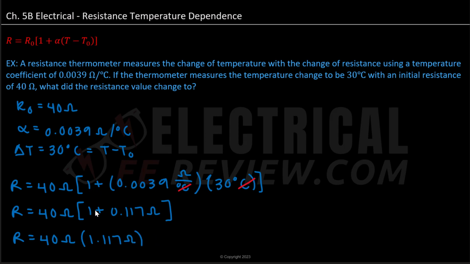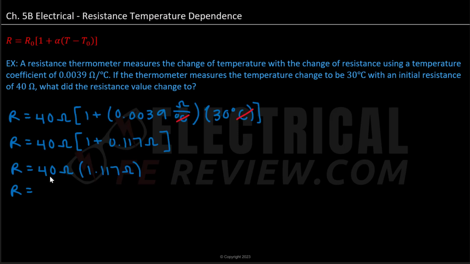And let's go ahead and move up our space to continue to solve. So when we multiply 40 ohms times 1.117 ohms, we are left with 44.68 ohms. So in terms of our example, our resistance value changed to 44.68 ohms.